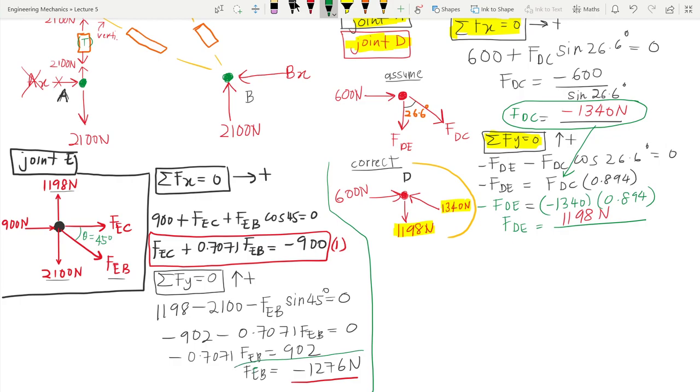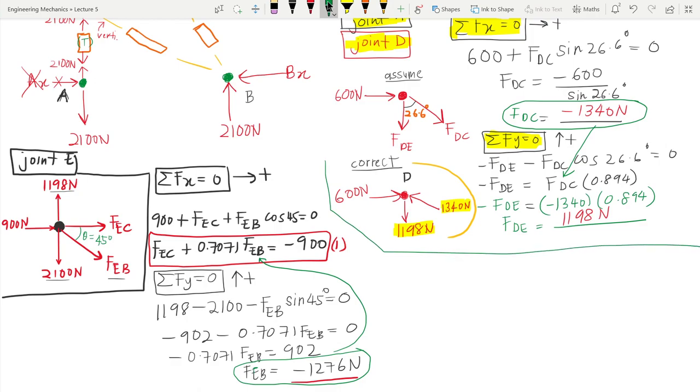Obviously, take this answer. We need to plug in here. Oh, cut this off again. Obviously, this is the border. So, plug in. When we plug it in, what do we get? FEC plus 0.7071. Put in the value, negative 1276 equals negative 900. Correct? FEC. 0.7071, plug in the negative value, you get negative 900.